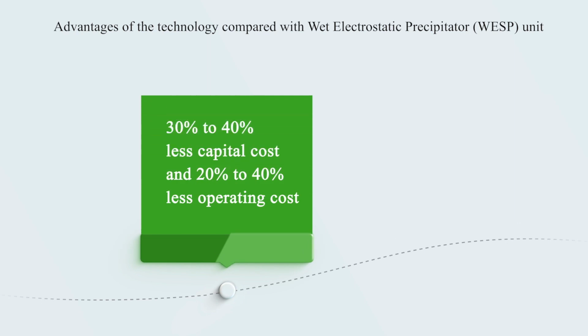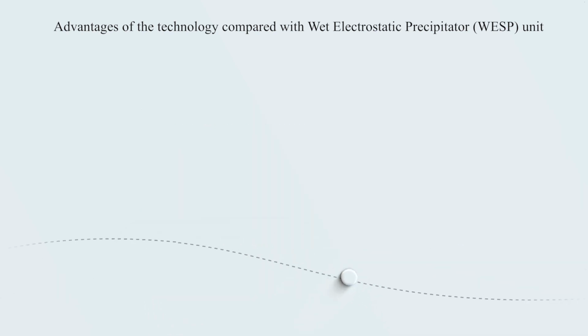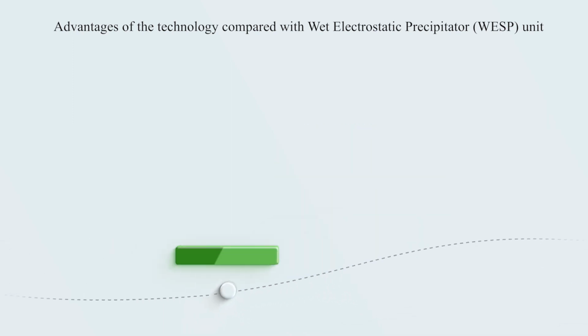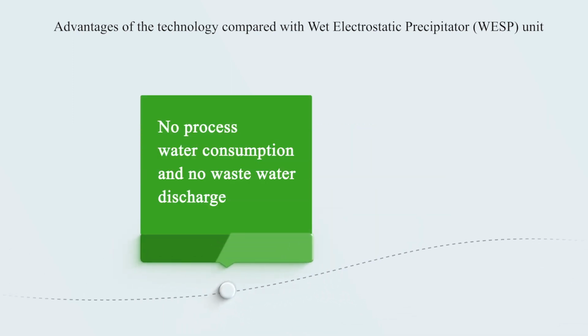30% to 40% less capital cost and 20% to 40% less operating cost. The power consumption is only about half of the WESP unit. No process water consumption and no wastewater discharge.